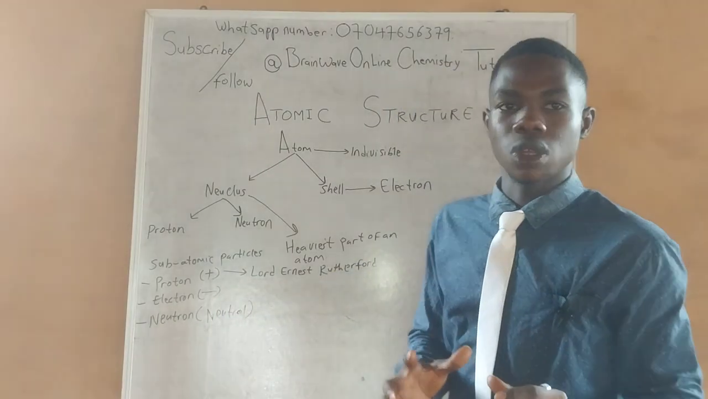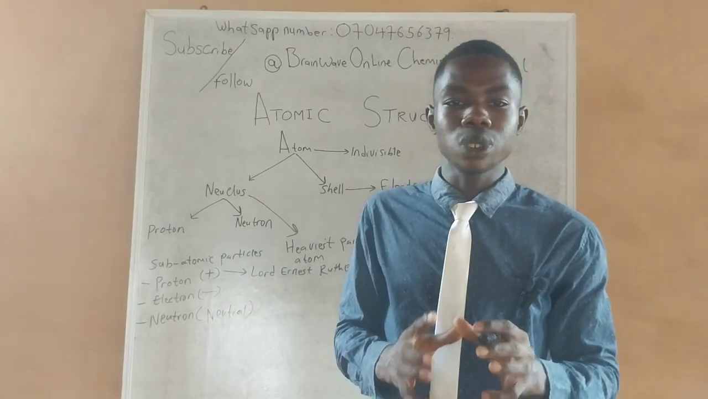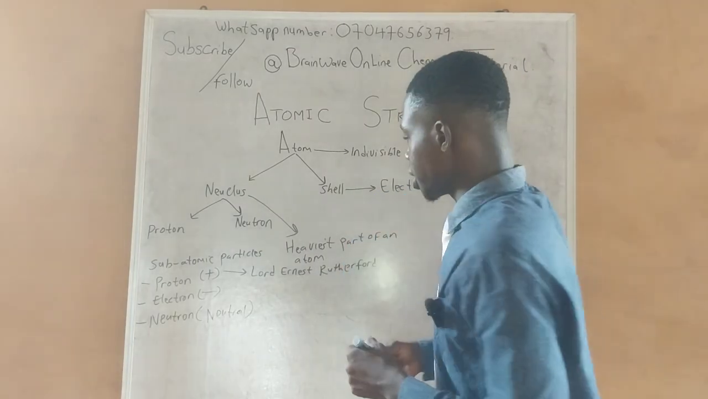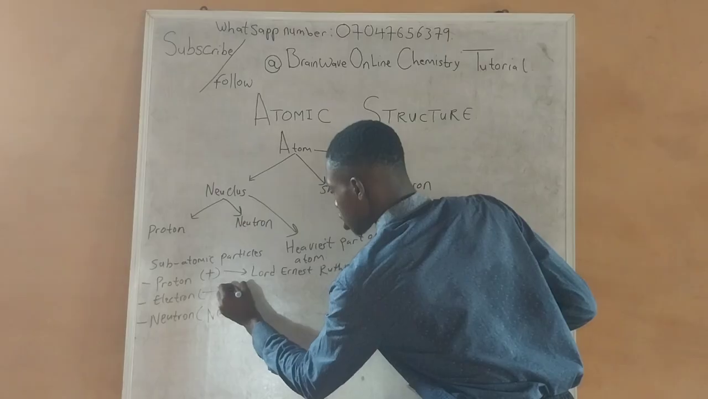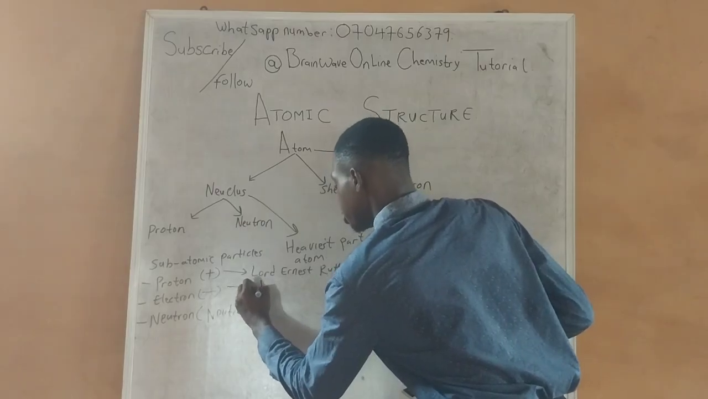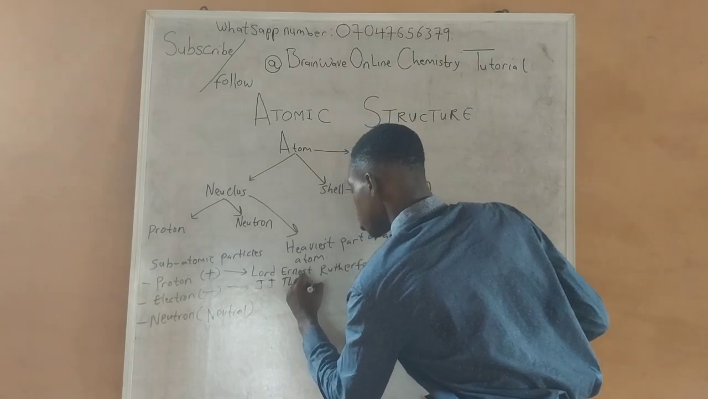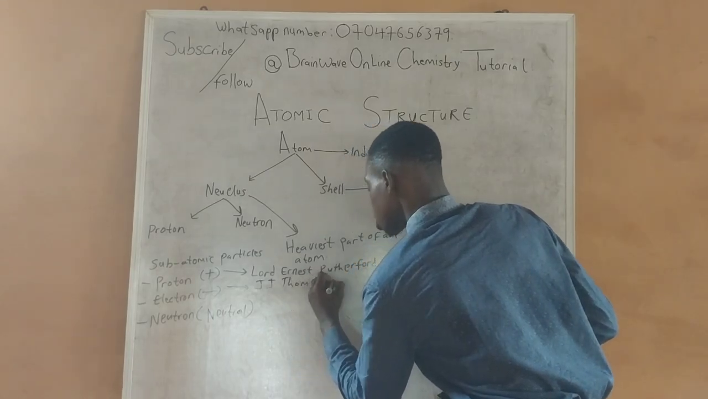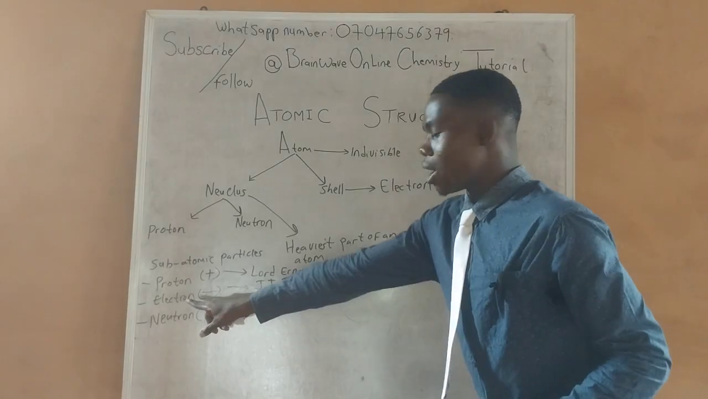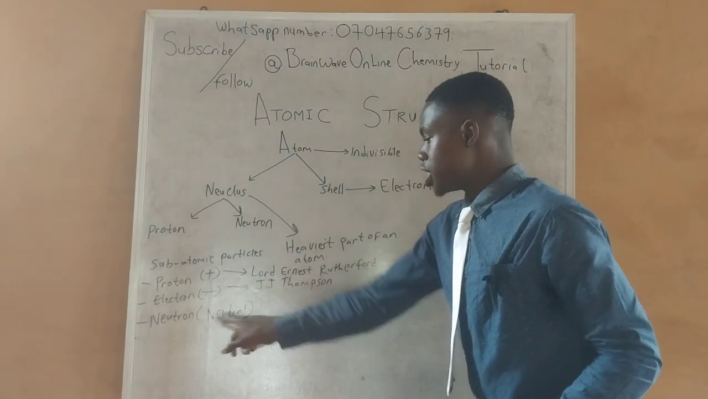What about the electron? The electron was discovered by J.J. Thomson. Please take note of this: the electron was discovered by J.J. Thomson. So J.J. Thomson discovered the electron.